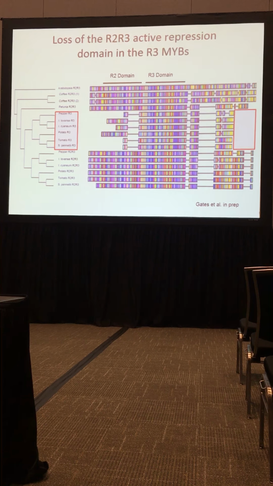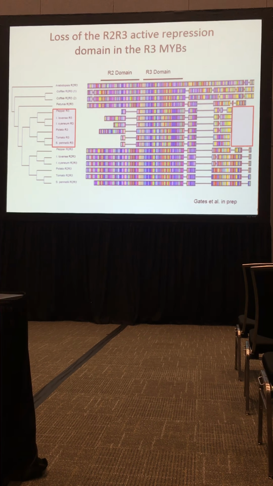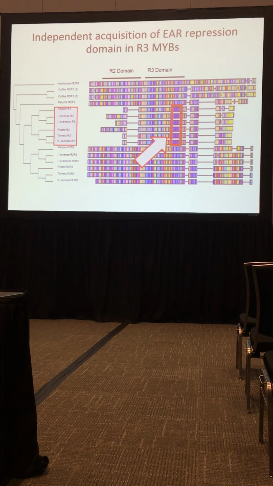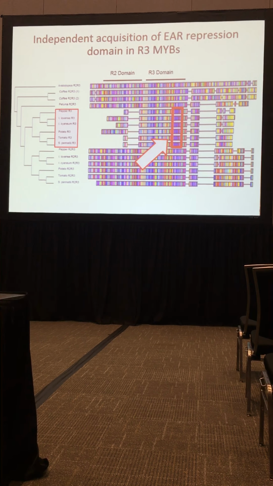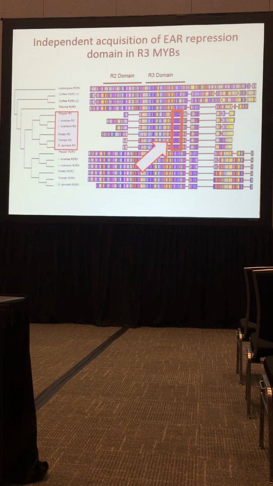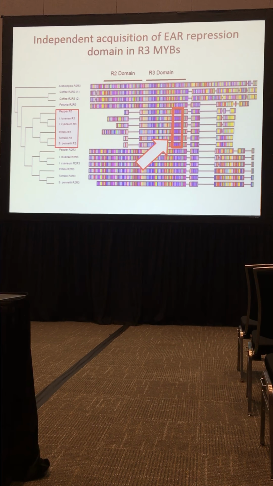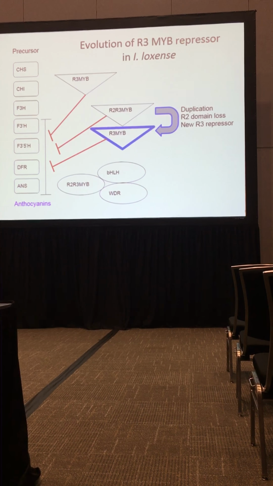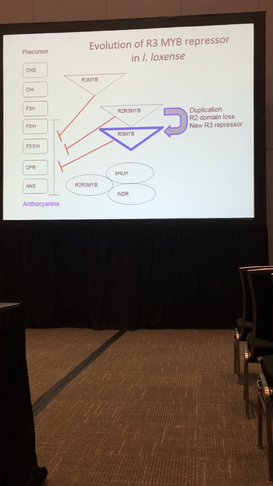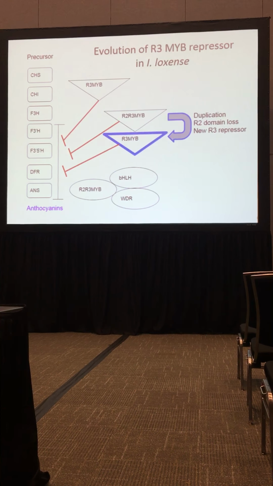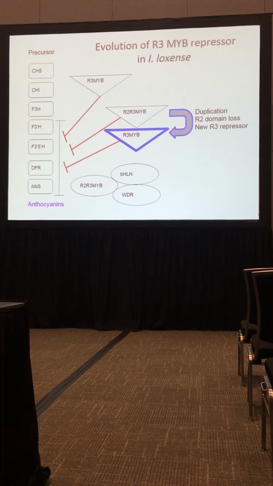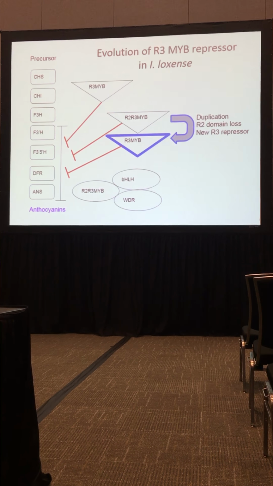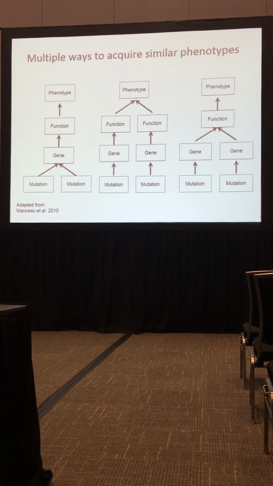Turns out that's not right either, because it's also lost this active repressor domain at the end, and then independently acquired a new active repressing domain within the R3 region. So this is just a completely bizarre series of events. To put this into context, what we're looking at is not an ortholog, it's not something that's similar to the expected repressor. Instead, it's duplicated and then undergone this elaborate series of domain losses and domain gains.